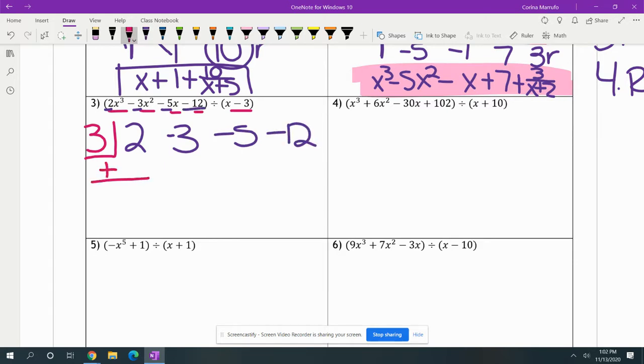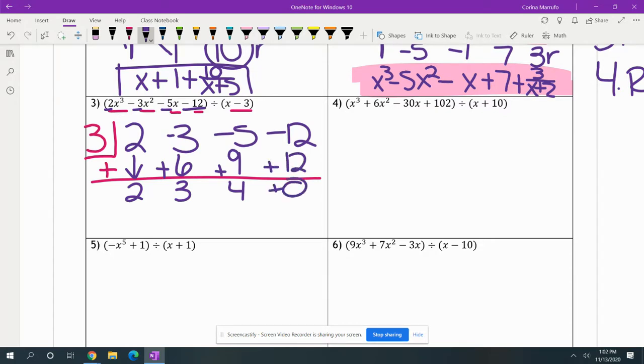And then we're going to add them going down. So our very first step is to drop. We drop the 2. And then we multiply. 3 times 2 gives us 6. After we multiply, we add. So negative 3 plus 6 gives us 3. Then we go ahead and multiply. 3 times 3 gives us 9. Then we add again. Negative 5 plus 9 gives us 4. And then we multiply again. 3 times 4 gives you 12. And we add, and this time we get 0 at the very end. That means that we don't have a remainder. Okay? Remember, the last one is your remainder, so that means it divides evenly.